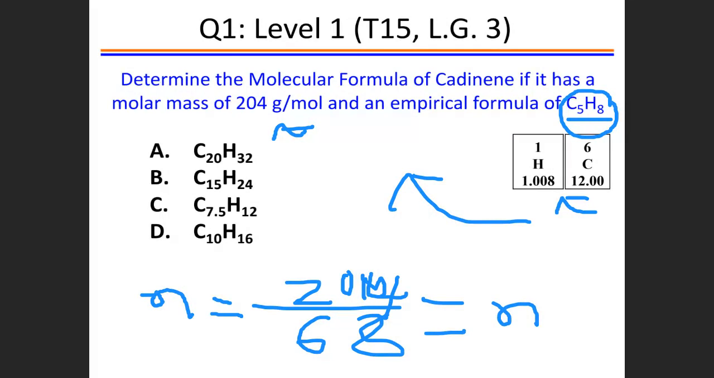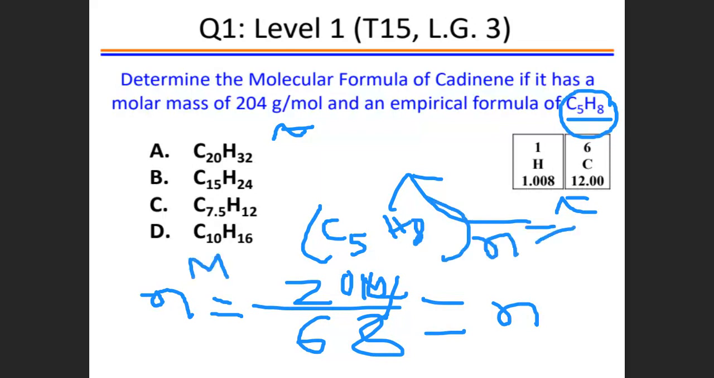If it is 3, that means our next job will be C5H8N. That means the molecular formula equals the empirical formula times N. So C5H8 times 3. If we write here, let's overwrite with 3. So C15 and H24, correct? Yeah, H24.